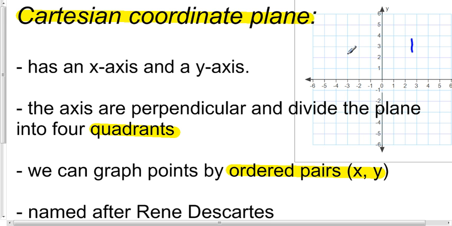This is quadrant 1. This is quadrant 2. This is quadrant 3. And this is quadrant 4. We can graph points by ordered pairs. Remember that the x value is always first, the y value is always second. And another fun fact, the Cartesian coordinate plane was named after René Descartes.